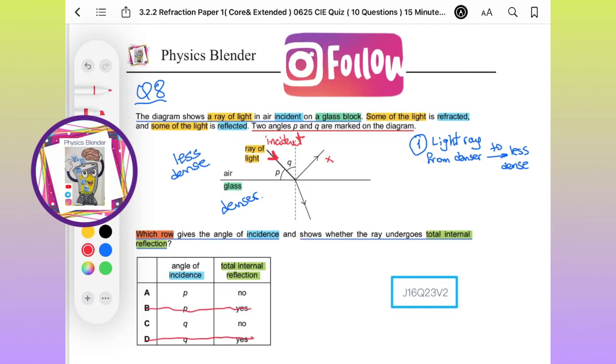Back to the angle of incidence between the normal and the incident ray. So it's Q. This angle is the angle of incidence. If you would like to revise the second requirement for total internal reflection, that angle of incidence should be greater than the critical angle. Okay, guys? So the correct answer here is C.